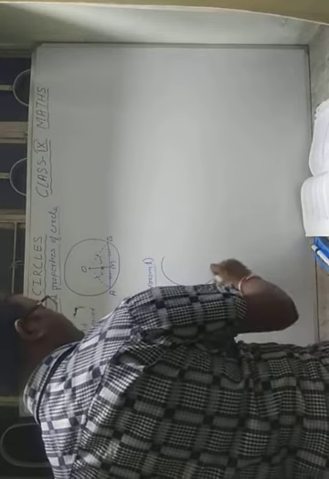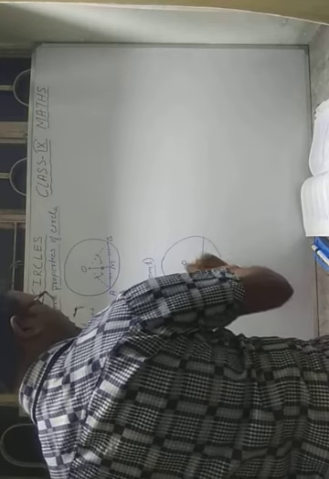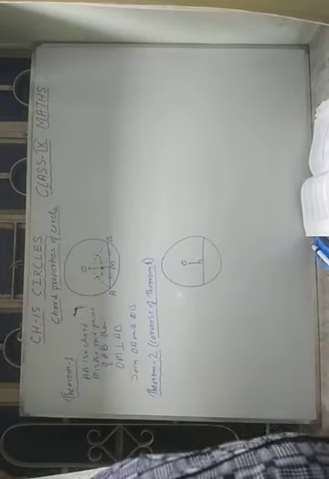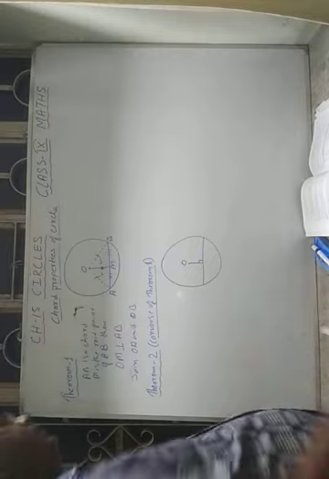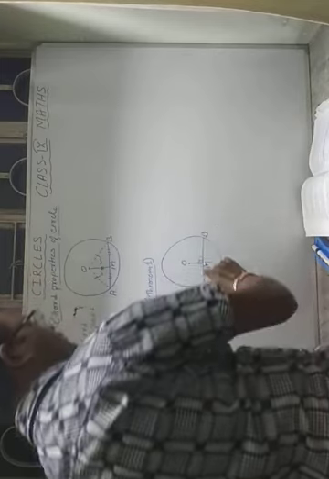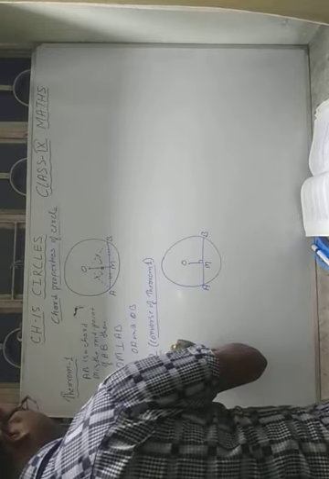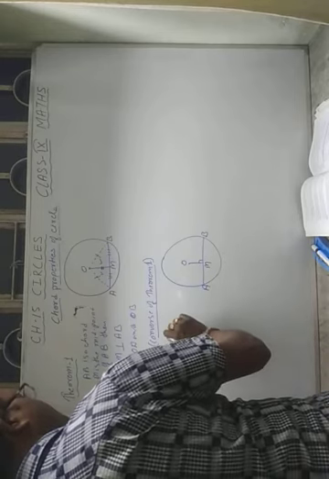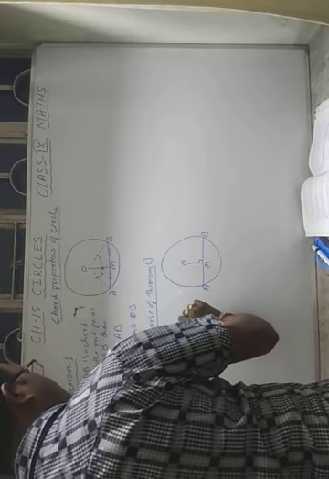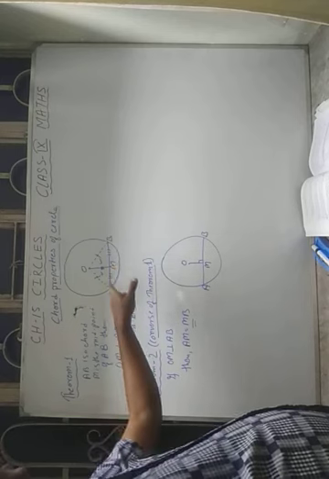If you take a circle and a chord, and it has a center, if you draw a perpendicular from O to this chord, and it is given that OM is perpendicular to the chord AB, that means M bisects the chord AB also. So it is said that if OM is perpendicular to AB, then AM is equal to MB. This is the theorem.